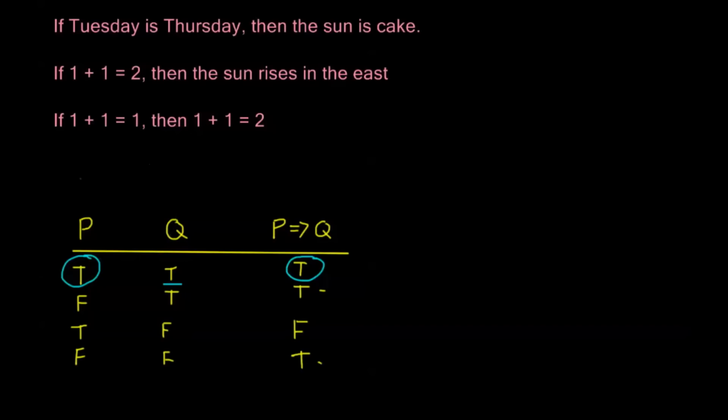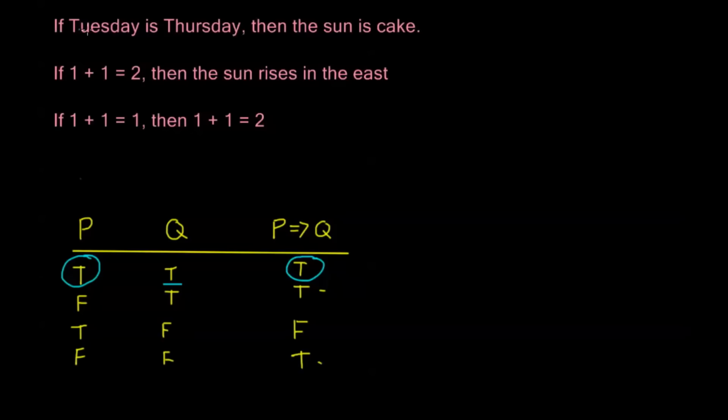The first one, if Tuesday is Thursday, then the sun is cake, right? This is an example of my fourth row down here, isn't it? I can have two false statements, and the conditional statement is true. So if P is false and Q is false, then P implies Q is true. And that's exactly what I'm saying here. This conditional proposition, if Tuesday is Thursday, is false, so no matter what I say here, this is going to be true. I can say anything I want, and this statement here is true.